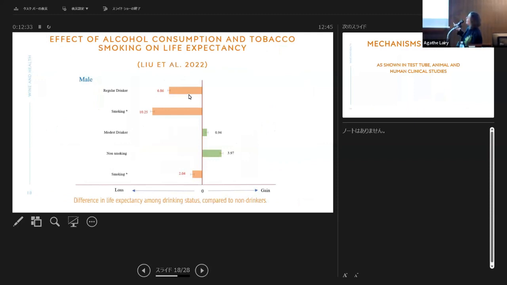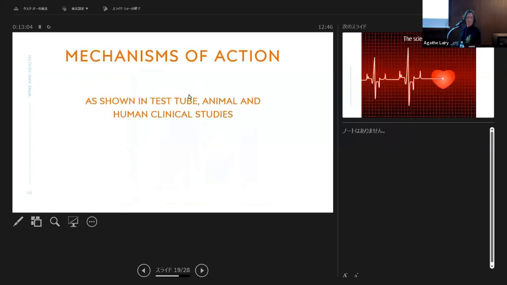This is an interesting one, a very recent study by Liao et al, showing, unfortunately, that regular drinking but with smoking for men was associated with a reduced risk for regular and modest drinkers, where the alcohol component that would normally be associated with reduced risk is shown here. That reduced risk is partially removed.